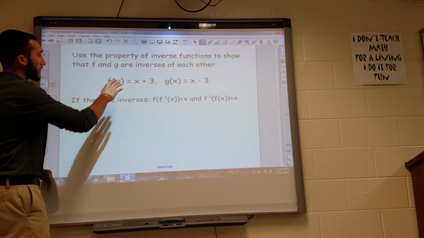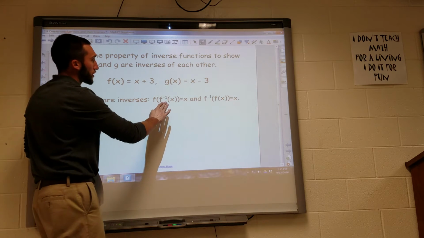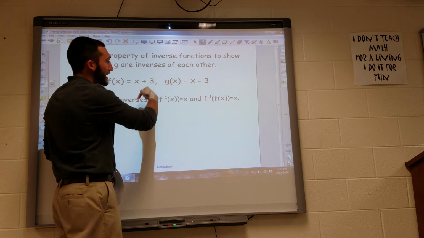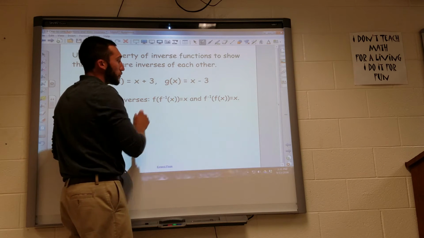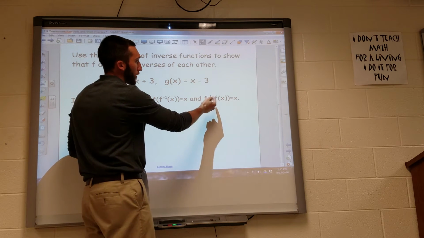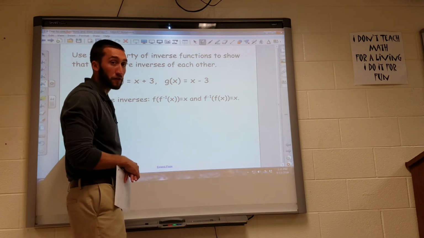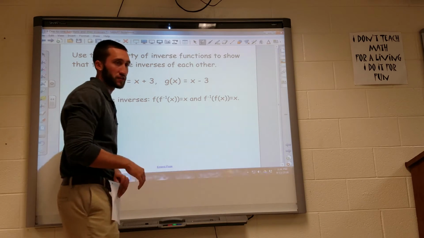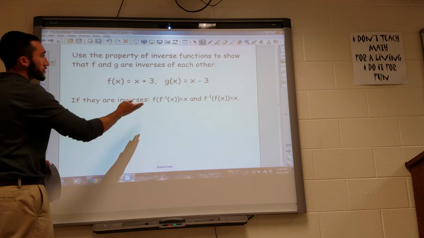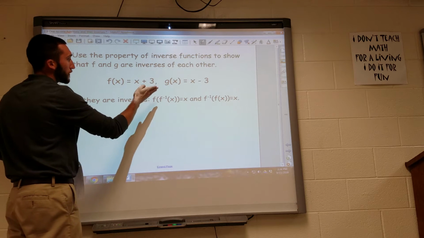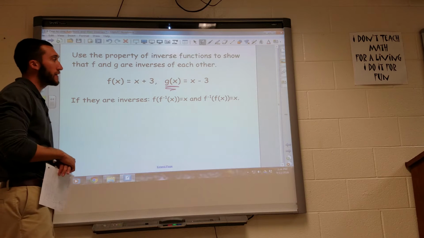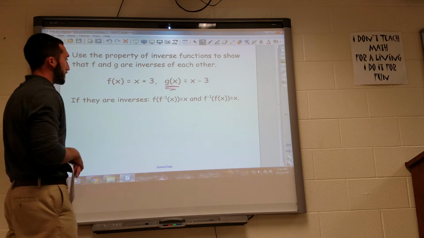To determine if they're inverses, we're going to use this rule here, that if I plug f inverse of x into f, I should end up with just an x in return. And likewise, if I plug f into f inverse, then I should end up with just an x. So let me show you what I mean by that. First one, they want you to plug f inverse, which let's just call g, into my f function.